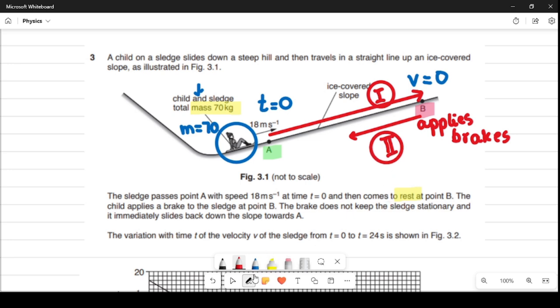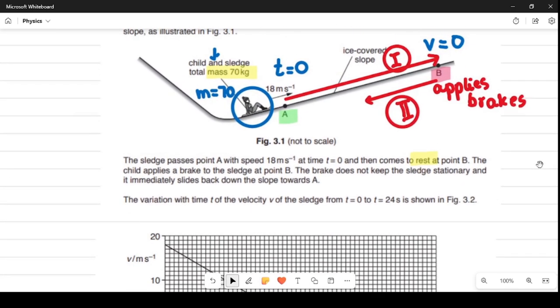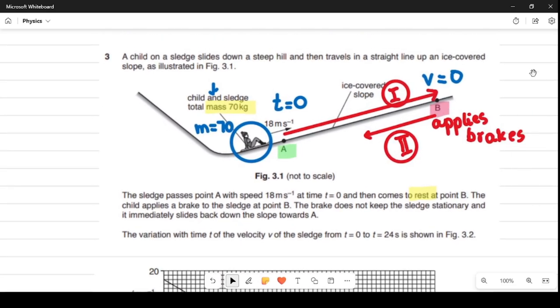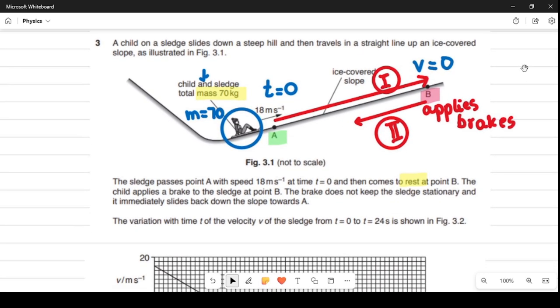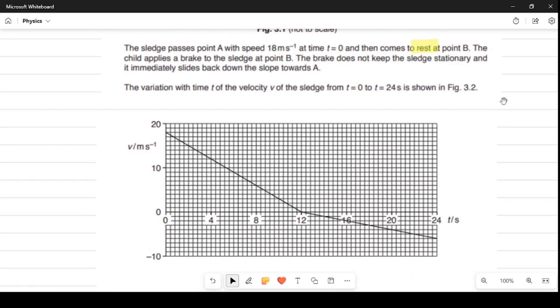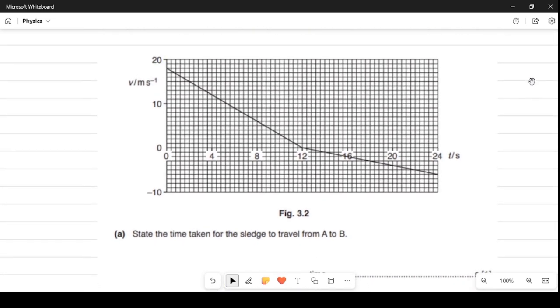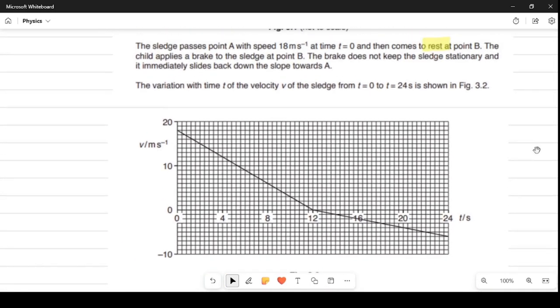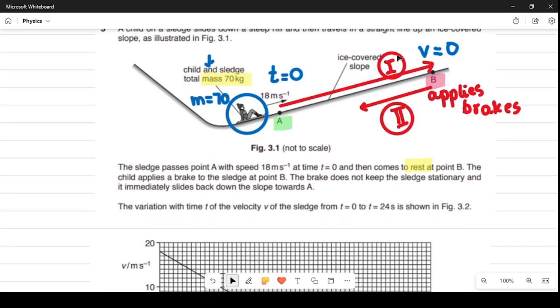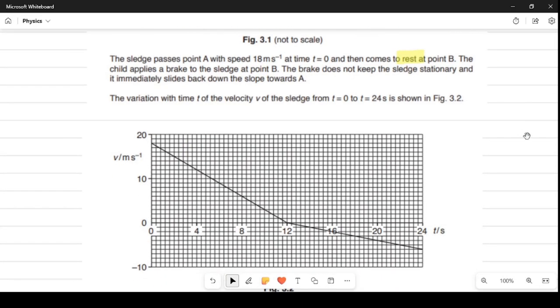Right. Okay, so let's see what he is asking us. He's not given us what time it was at B. The only thing we know is that velocity will be 0 at B and time will be 0 at A, and velocity is 18 at A. The variation with time t of the velocity v of the sledge from t equals 0 to t equals 24 seconds is shown in figure 3.2. Okay, so before we read the question, let's use what we have derived from this information and start plugging it in. We know that the point where your speed is 18 and your time is 0 is point A.